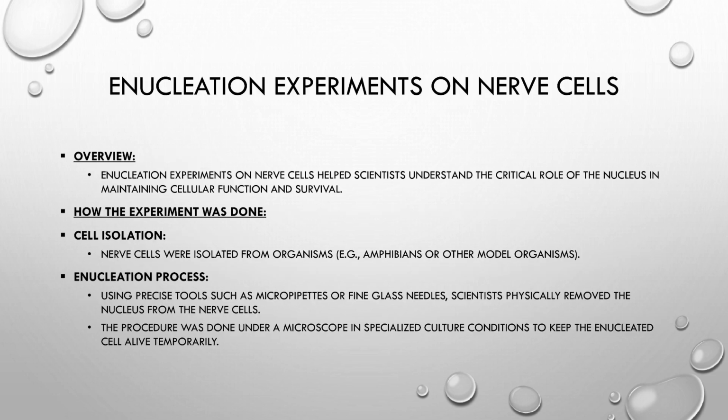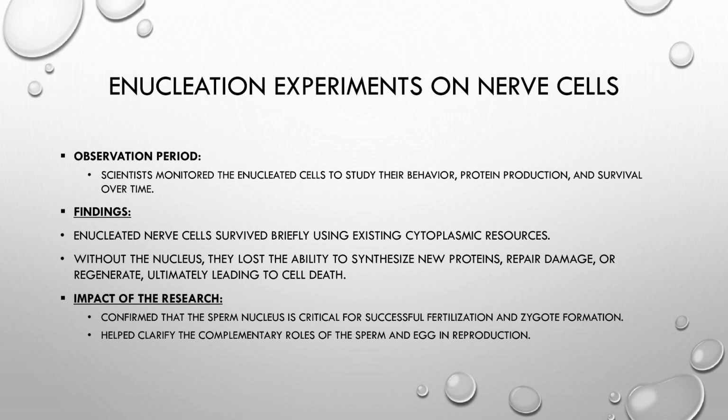Coming to the next slide, we will deal with various experiments which prove that the nucleus is important for cell survival. So the first one is enucleation experiments on nerve cells. Enucleation means removal of the nucleus. In this first experiment, enucleation experiments on nerve cells helped scientists to understand the critical role of the nucleus in maintaining cellular function and survival. How the experiment was done: cell isolation is the first step, where the nerve cells were isolated from organisms such as amphibians or other model organisms.